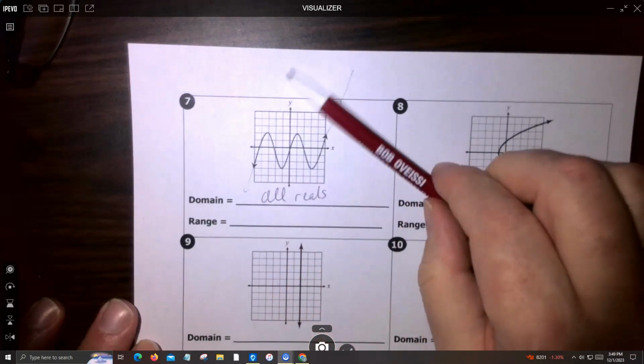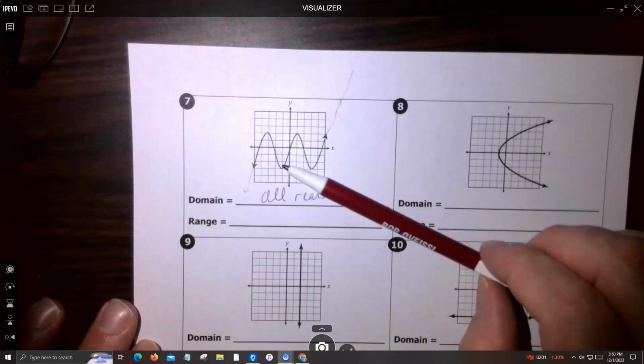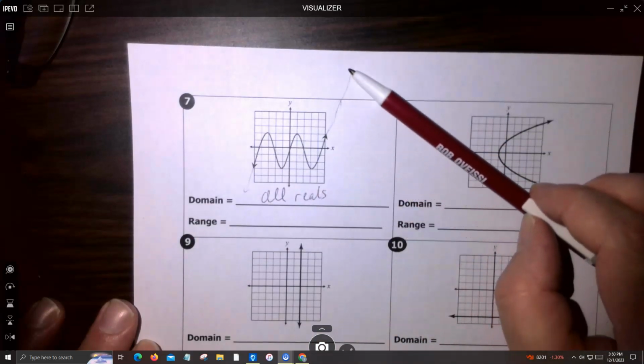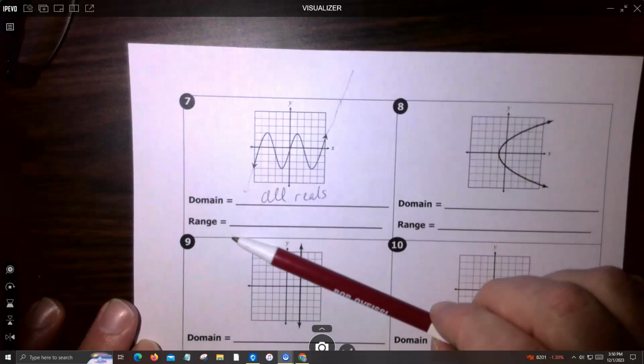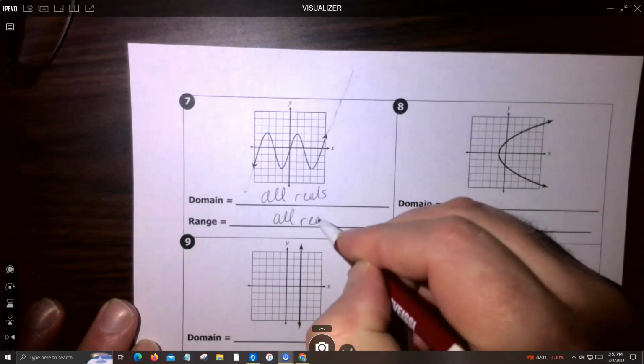Now Y's, again, don't be tricked because you see that this has a high and a low, because this is going forever big and these Y's are getting forever small. So this is still all real numbers.